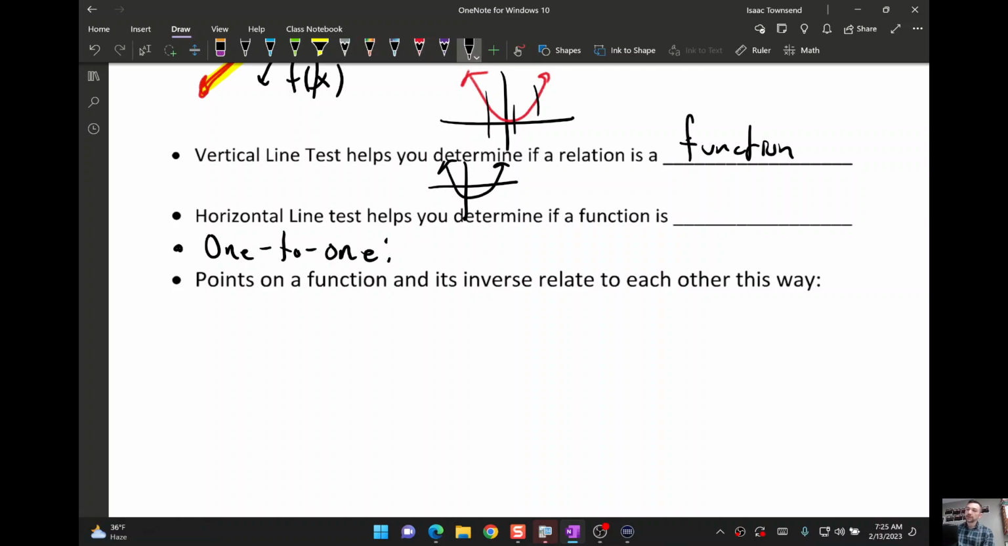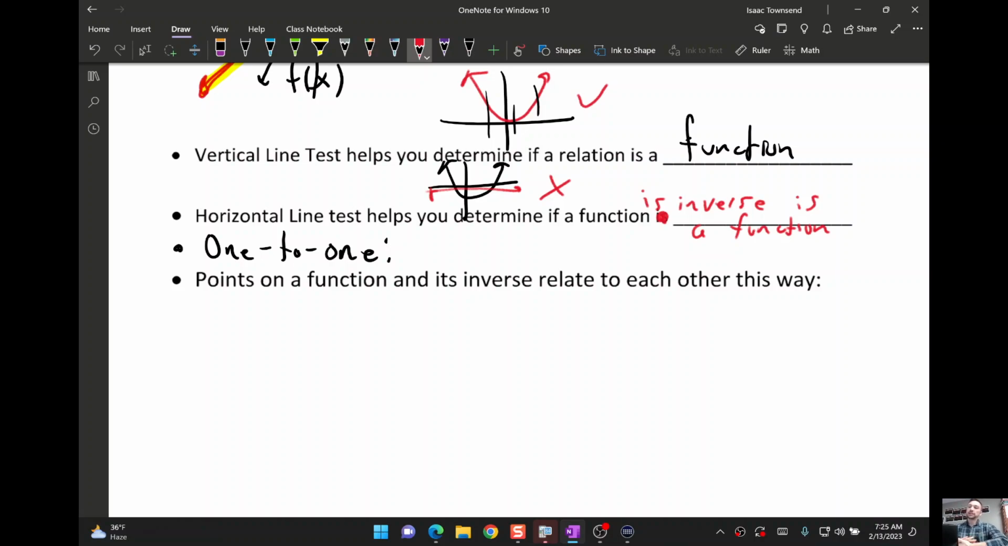Whereas if I try to do the same thing here, this one fails the horizontal line test. The horizontal line test tells you if a function's inverse is a function. Sorry, the wording there is a little bit weird. So if a function passes the horizontal line test, you know that its inverse is also a function.